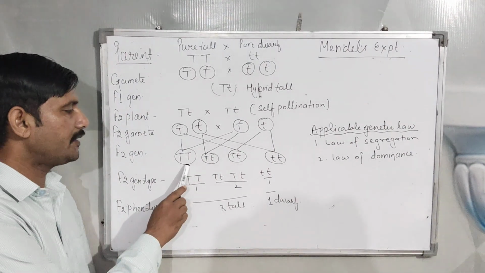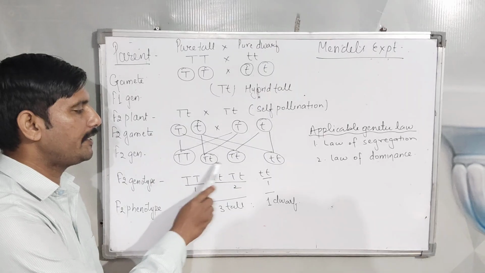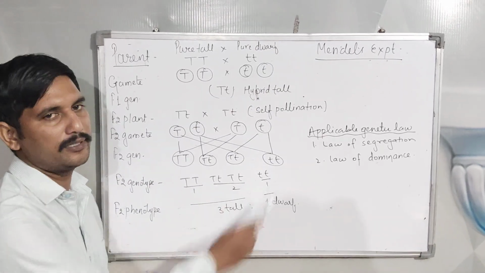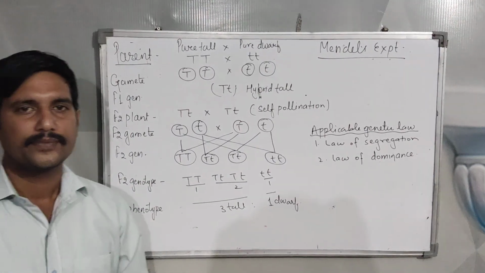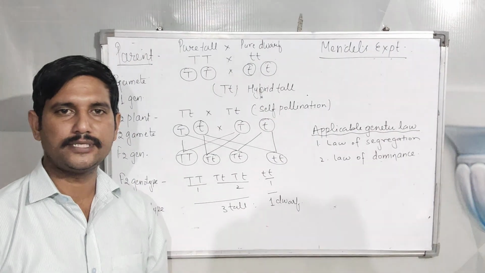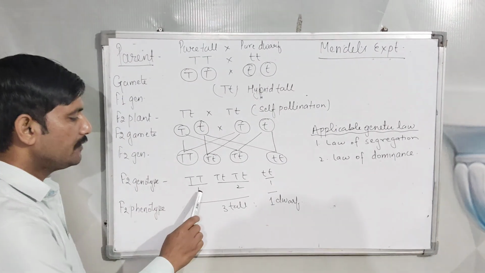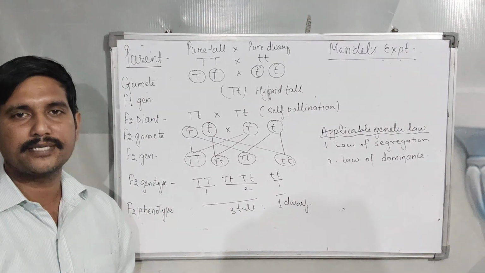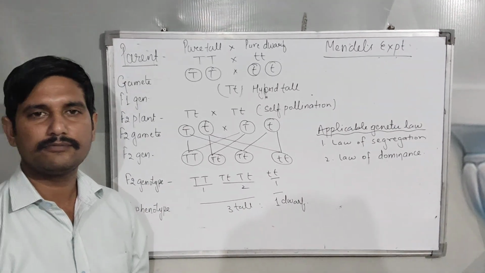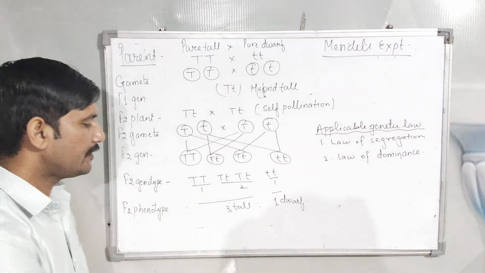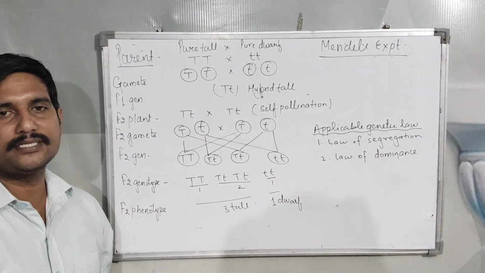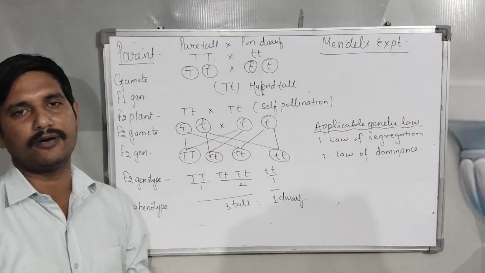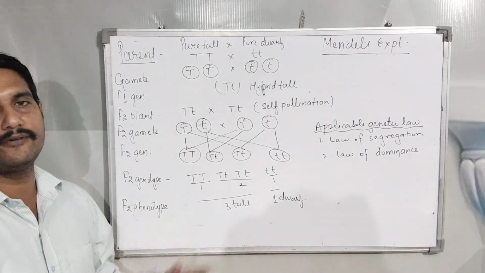For example, capital T capital T, capital T small t, and small t small t. So in the F2 generation, we get the genotype ratio 1:2:1, and the phenotype ratio 3:1. It means 3 tall plants and 1 dwarf plant, but genetically they are different.